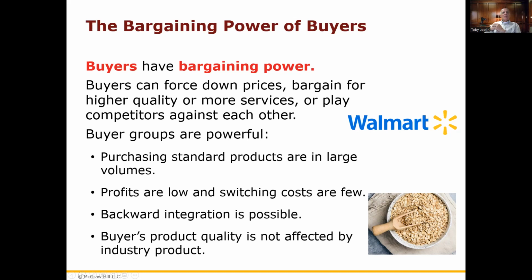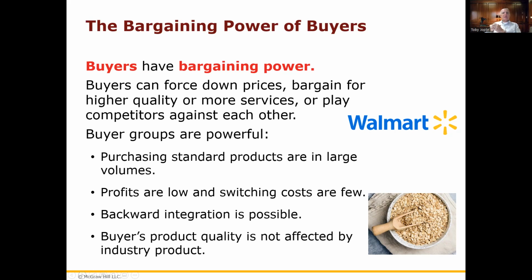And so your authors point out here that customer groups or buyer groups have more power when they buy in large volumes. So Walmart would be an example of that, or if you sold to Costco or Target, or something like that, one of the big box stores. Customer groups are powerful if profits are low and switching costs are few, right? So if you're not making a ton of money and it doesn't cost a lot of money for your customers to switch, then customers have more bargaining power.